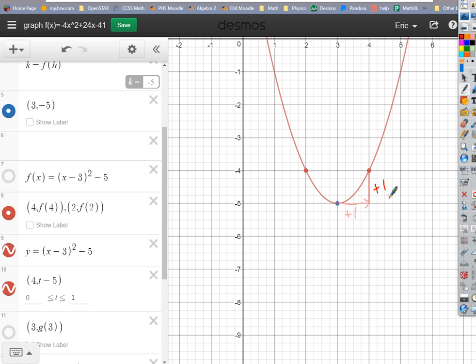What was our A again? -4. It was -4, right? So we're going to multiply our vertical distance by -4. What's 1 times -4? -4. Good. So we know that -4 times 1 equals -4. So instead of going up by 1, we're going to go down by 4, right?